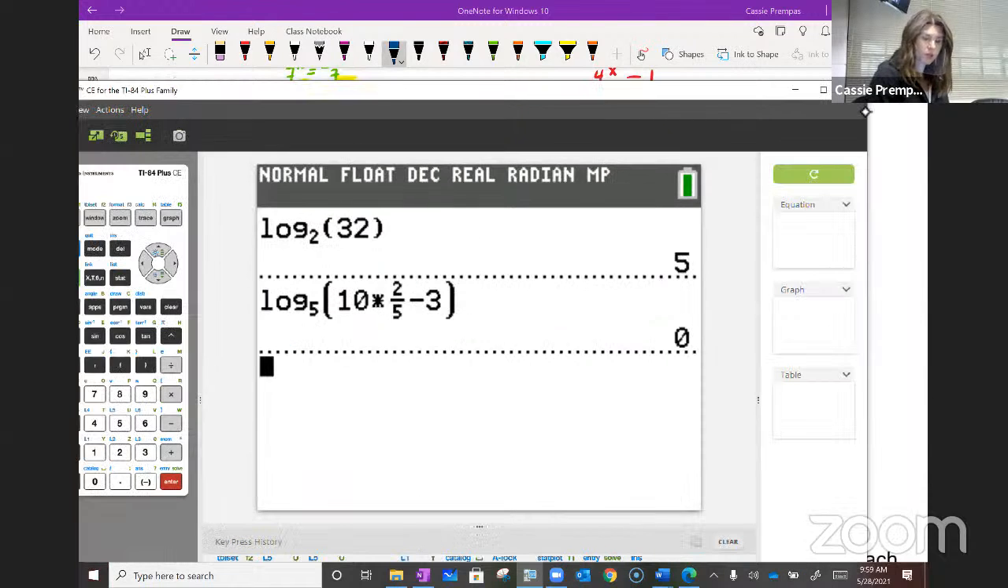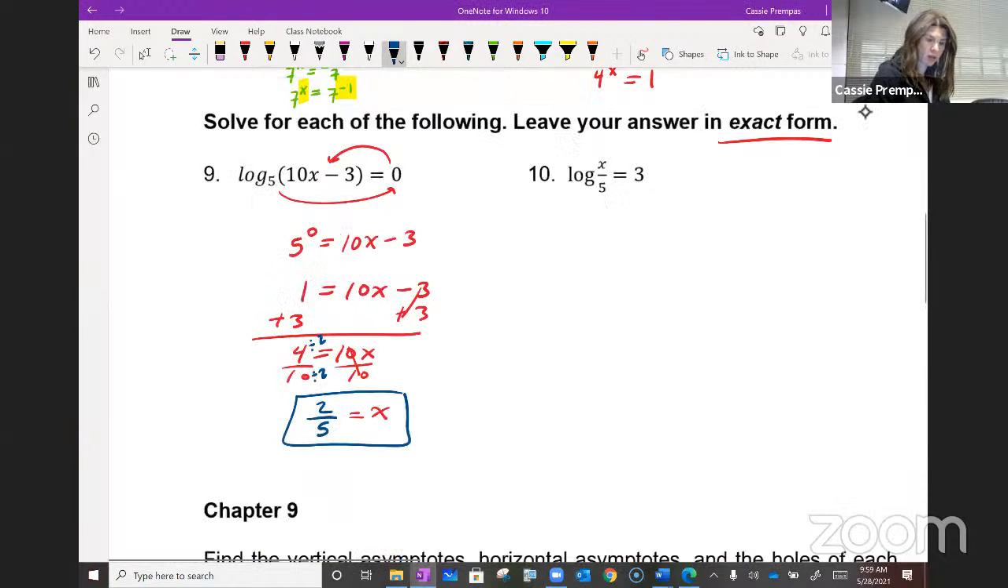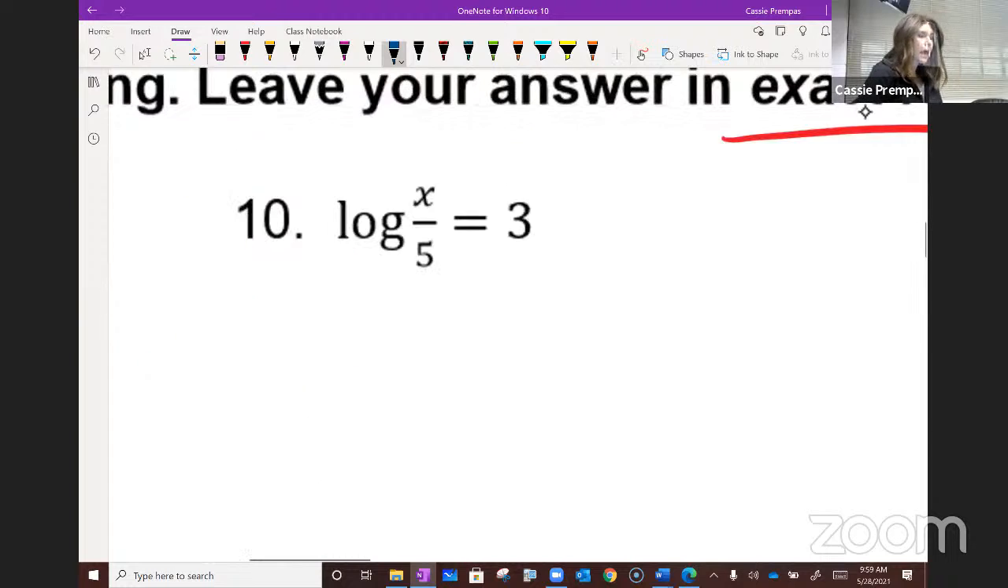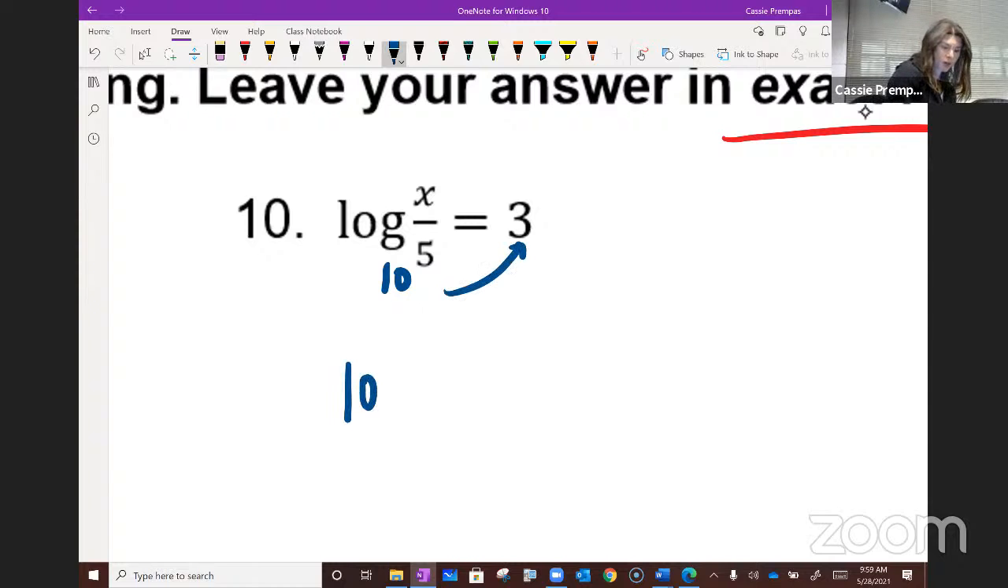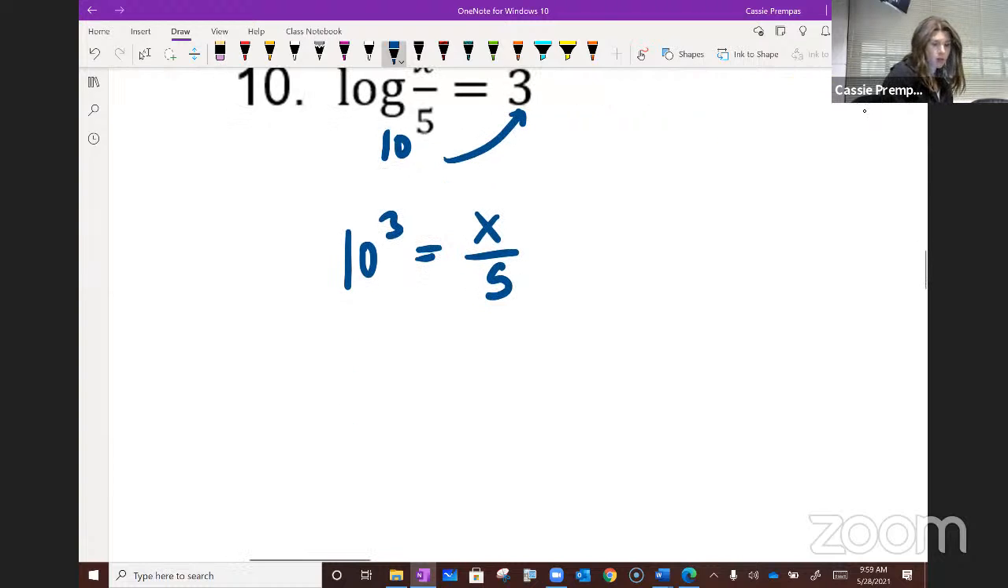All right, on to the next one. Number 10. There's no base there. What's the base understood to be? 10. Nice. Let's go ahead and write it in. Now we can go ahead and use that rule. So it would be 10 to the third power is equal to x over 5. 10 to the third power is 1 with 3 zeros, also known as 1,000.